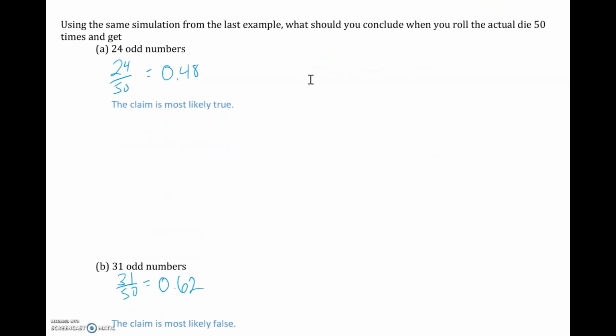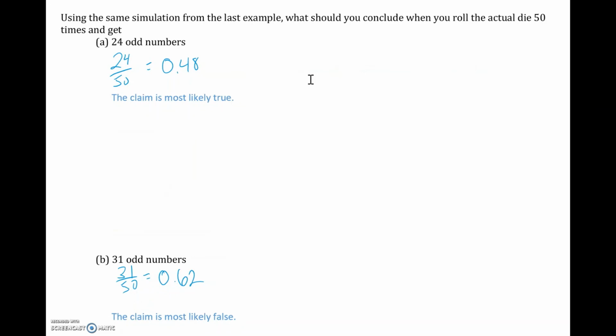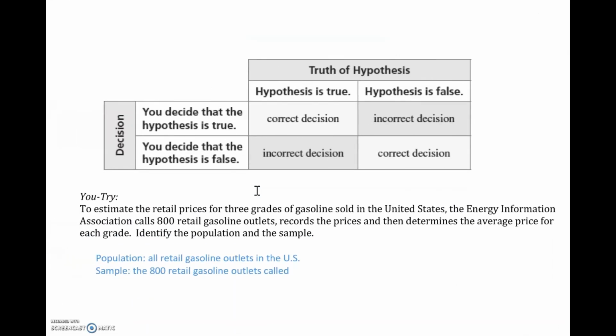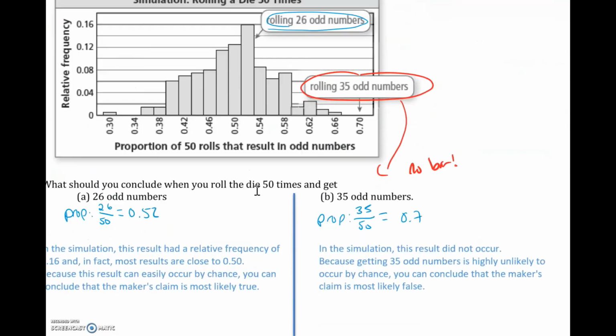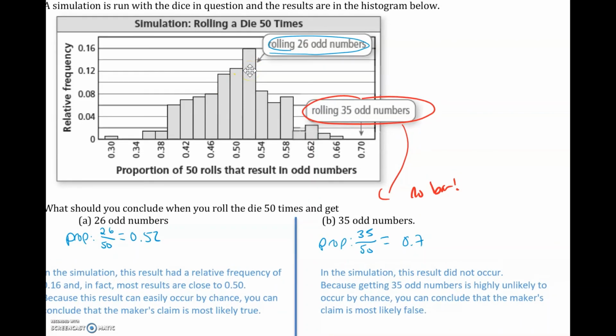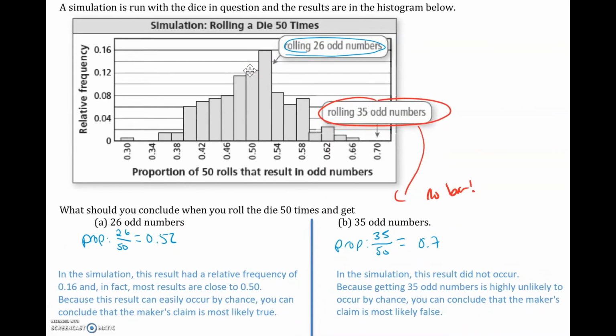Last one, we were using the same simulation, so the same histogram from the last example. So you had to come up with your proportion, which is basically that decimal value. And then if you look back at the histogram, which I'm scrolling back up to, 0.48, again, very close to 0.50, so it's right about here. And you can see the majority of our trials ended there. So it's likely it happened by chance. So that's why I'd say that conclusion is most likely true. The hypothesis is most likely true.